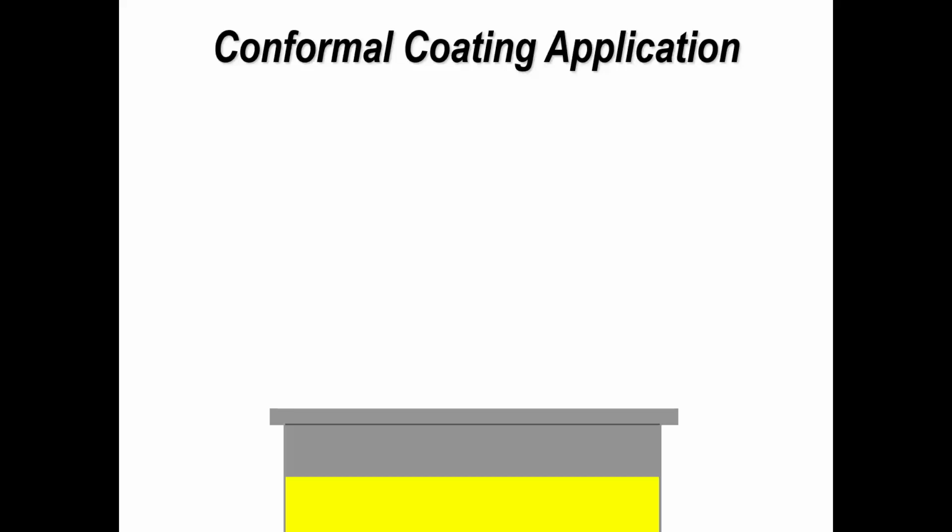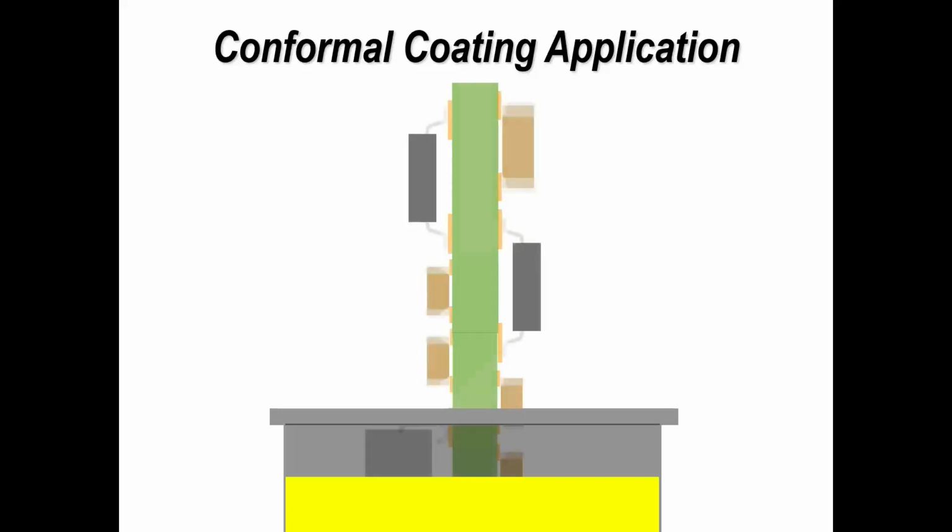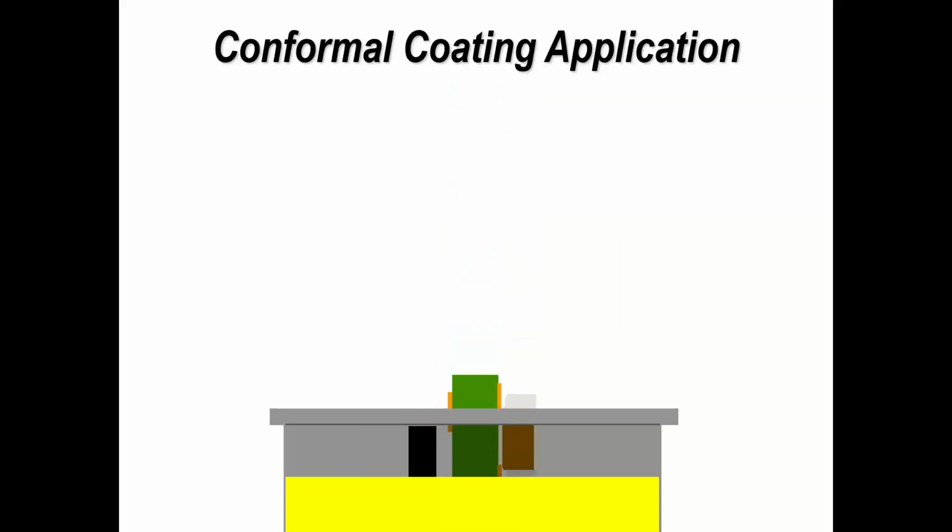So we have a container full of a conformal coating material, those that are appropriate for dip coating. We take our printed circuit board, which is fully assembled, and if there are areas on the board that mustn't be coated, then they need to be masked. So that's a separate operation. The board is then lowered into the container, the tank of conformal coating material.